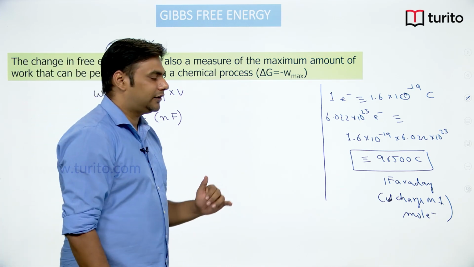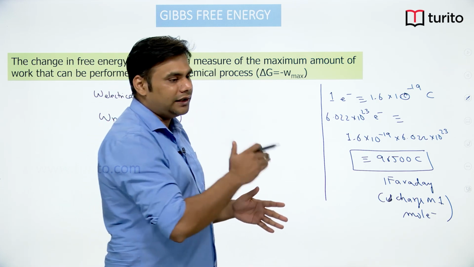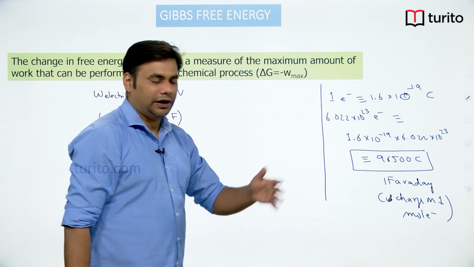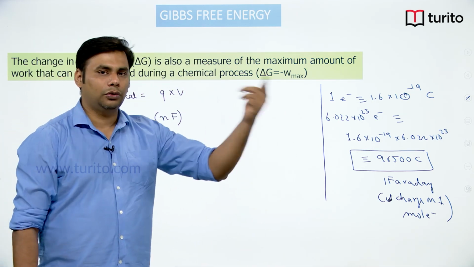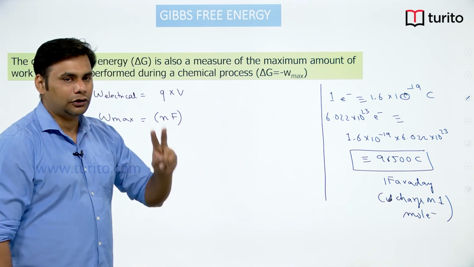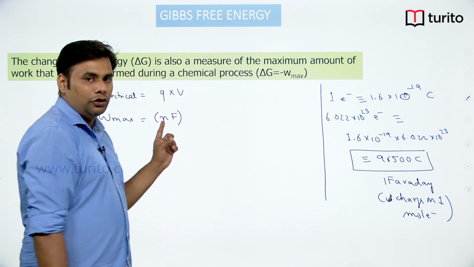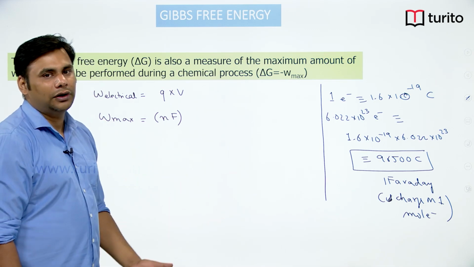Suppose we are talking about a Daniell cell. In a Daniell cell we know that zinc is getting oxidized and copper is getting reduced. In the anode 2 electrons are liberated, which are taken up by the cathode. So the number of electrons transferred from anode to cathode is 2, and the number of moles of electrons transferred is again 2, so that is 2 Faraday. So n will become 2. So n into F is the total charge transferred from anode to cathode.